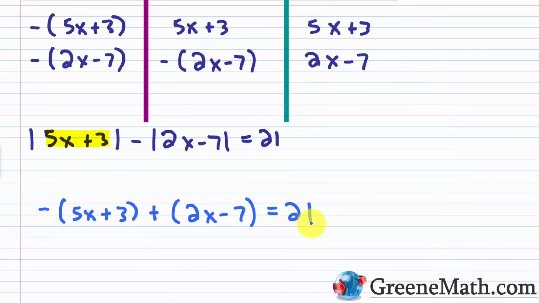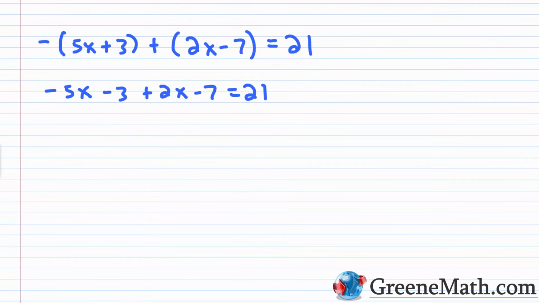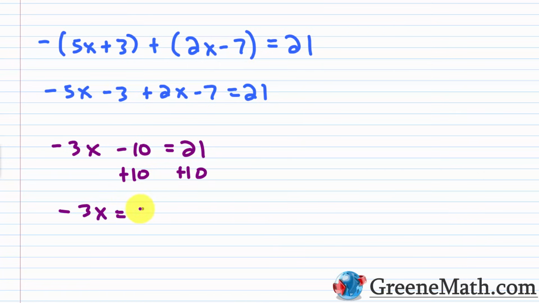All right, so I'm going to distribute this negative to each term. I'll have minus 5x and then minus 3 and then plus 2x and then minus 7, and this equals 21. Okay, let me scroll down and get some room going. We'll come back up. So negative 5x plus 2x, that's going to be negative 3x. And then negative 3 minus 7 is negative 10. This equals 21. Let's add 10 to both sides of the equation. We're going to get negative 3x is equal to 31.